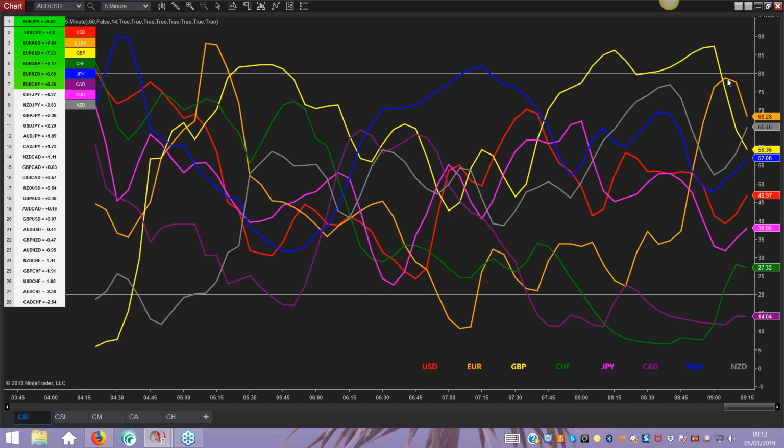You can also see up here the reason we've seen the euro. It's got up into this region, never actually got into the overbought. These levels are just guides.